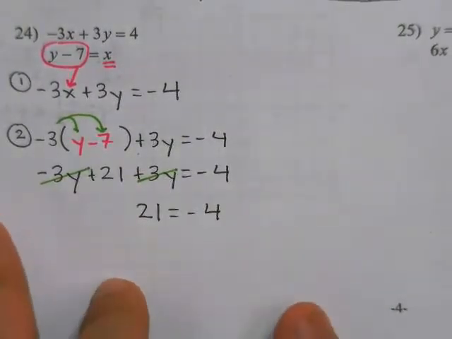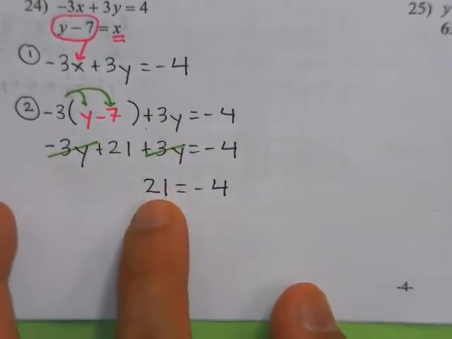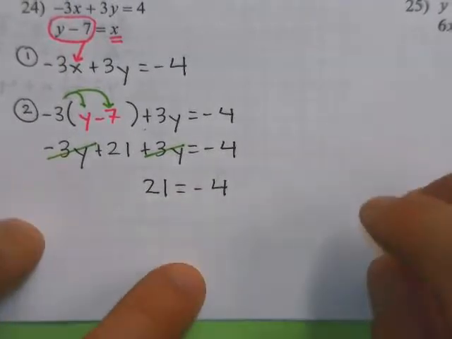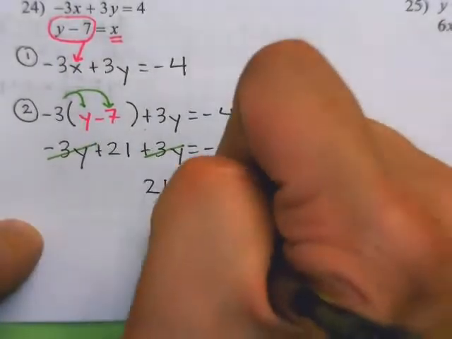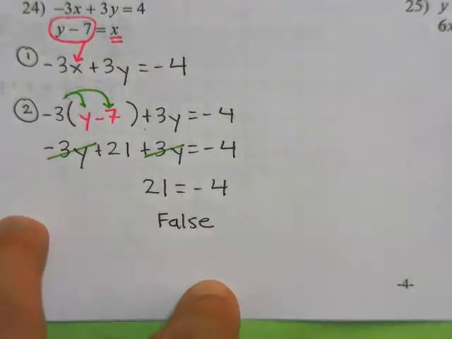We're left with what's called a mathematical statement. Does 21 equal negative 4? No. Well, in this world, anyway, it's false. So, maybe in another realm it could be true. Somewhere.